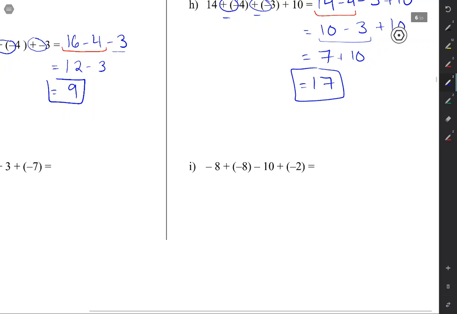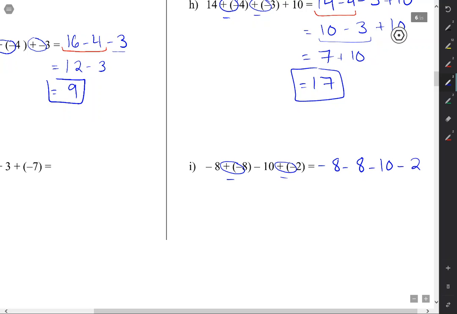And then this last one here, we have a plus and a minus sign here and a plus and a minus sign there. So both of those are going to turn into minus signs because the plus and the minuses are different signs. So then we have minus 8, minus another 8, minus 10, minus 2. Then we're going to start out dealing with these first two. So minus 8 minus another 8 would give us minus 16, then minus 10, minus 2. So minus 16 minus another 10 would give us negative 26. And then we need to subtract another 2 from that. So our final answer would be negative 28.